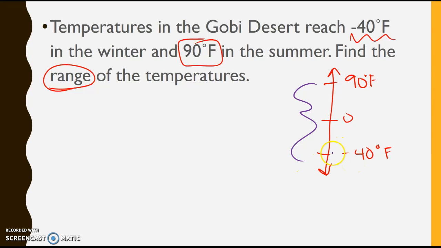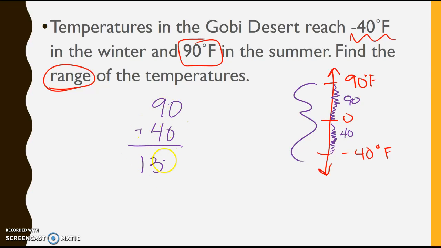So it takes us 40 units to get all the way up to 0, so that's 40. And it takes us from 0 to 90, 90 units. So we can just add these two together, 90 plus 40, and we get 130 degrees Fahrenheit. Make sure you always label your answer.